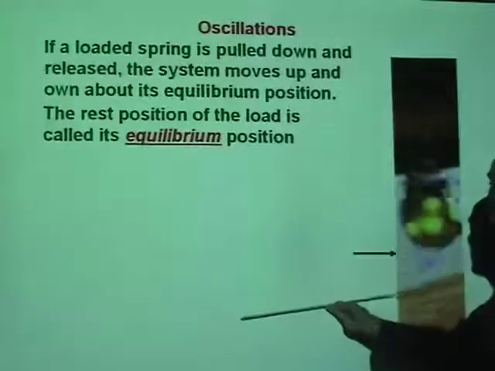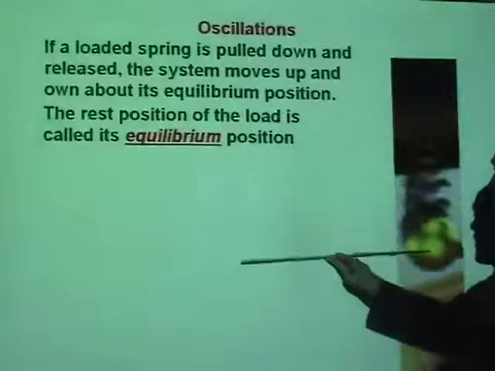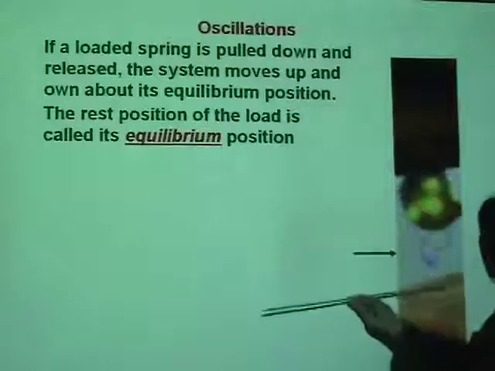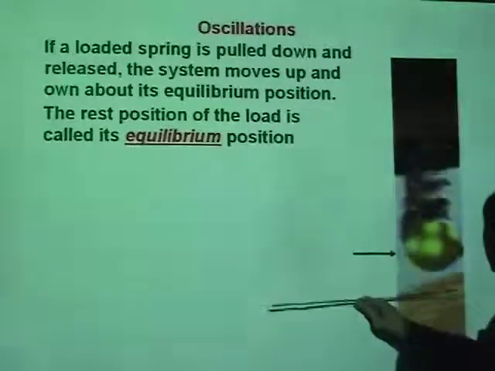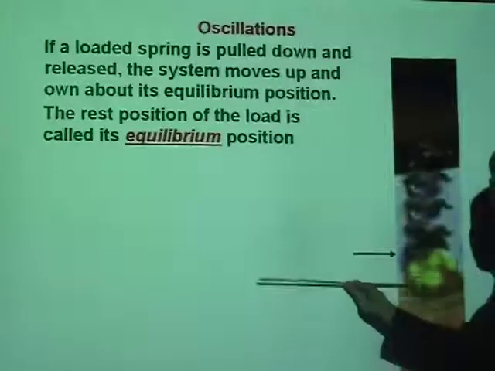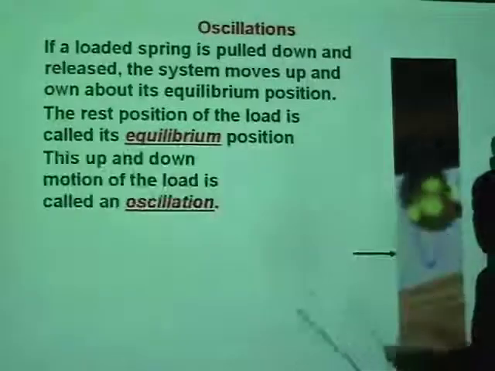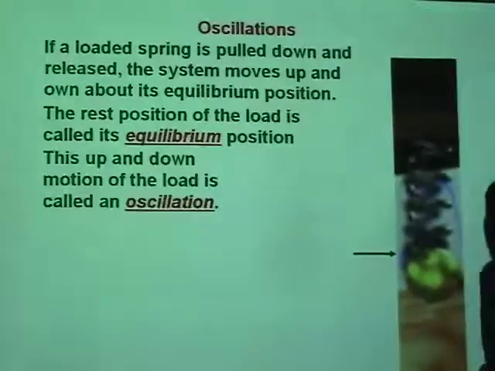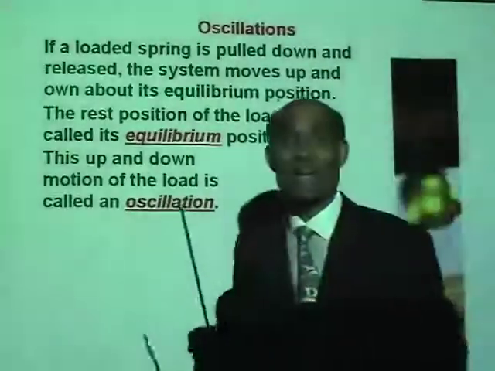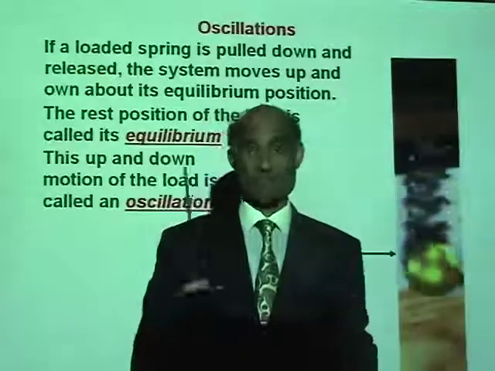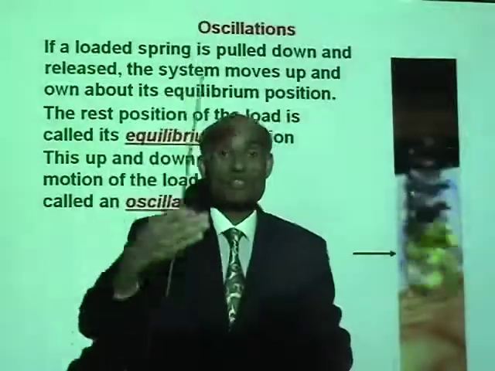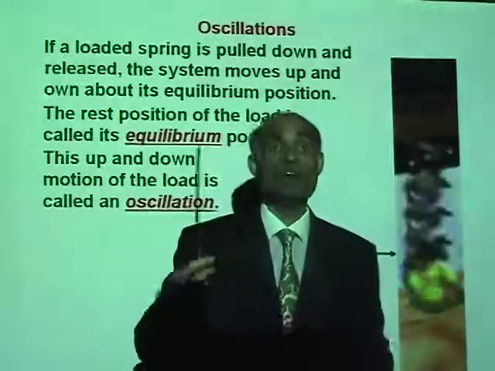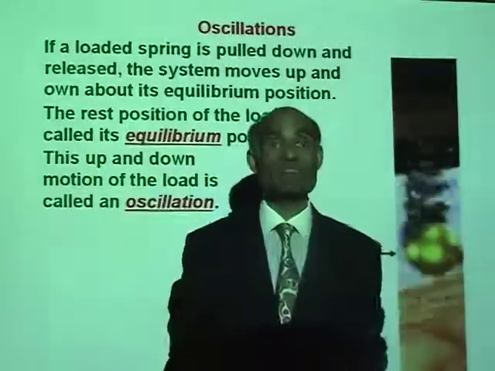It goes to a lower extreme, comes back to the equilibrium position, then goes to an upper extreme, and the oscillation is between a lower extreme and an upper extreme. This up and down motion of the load is called an oscillation. So this is a good example of an oscillation: the up and down motion of the load attached to a spring.